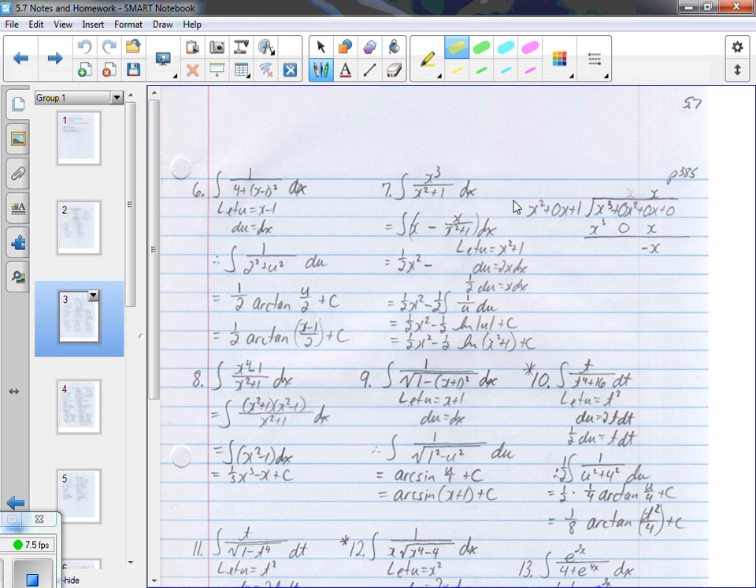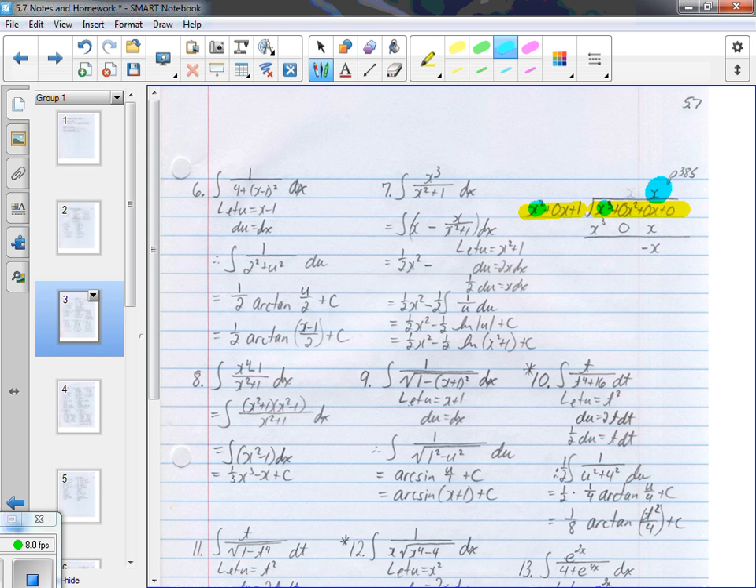So I put the 0x in there to hold the place for the x column, and then I've got a mess of zeros here. I got to hold the place for the x squared column and the x column and the constant column. So I just get x, all right? Here's how you do it.